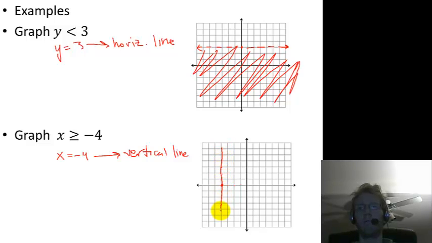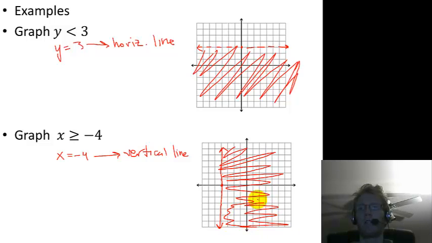And in this case, I'm using a solid line because it's greater than or equal to. And things which are larger than are to the right. So I'm going to shade over here on this side to the right. So any coordinate point that you pick in this region will have an x-coordinate which is larger than or equal to negative 4. And then up here, any coordinate point you pick over here will have a y-coordinate which is less than 3. Alright, that's it for these graphs.